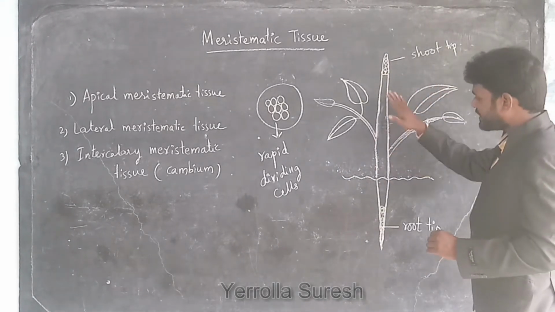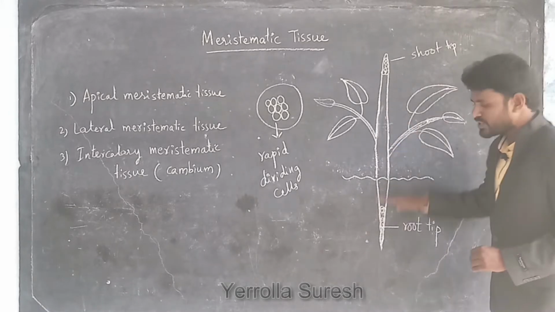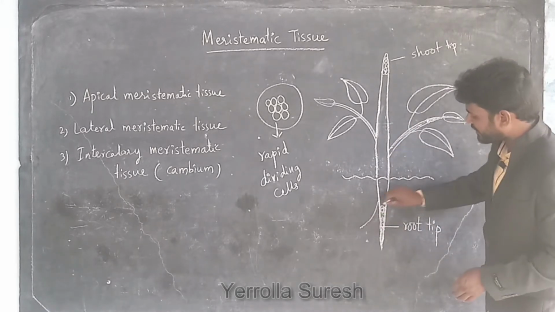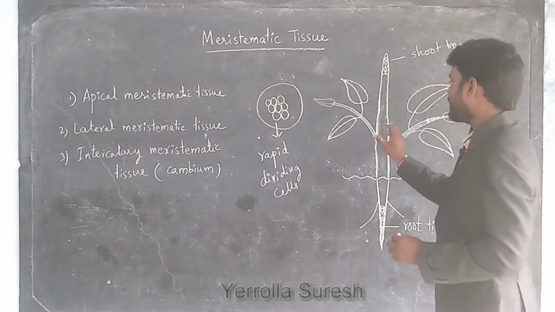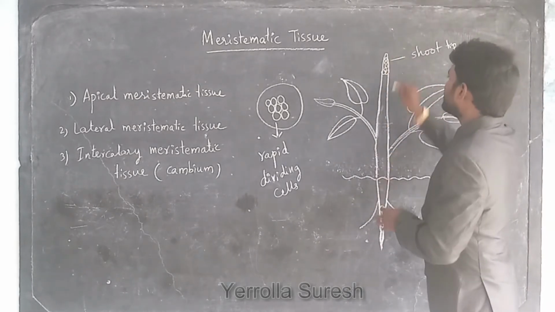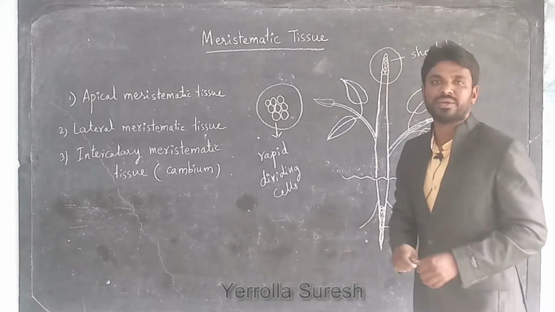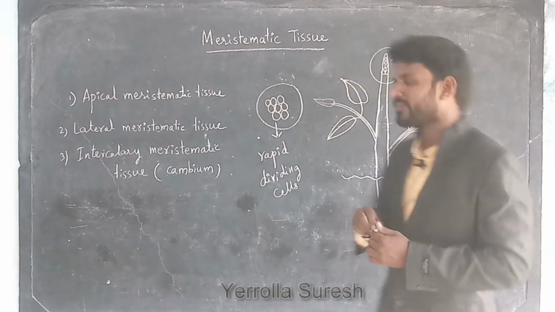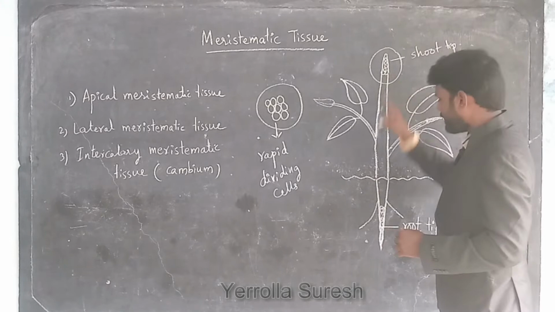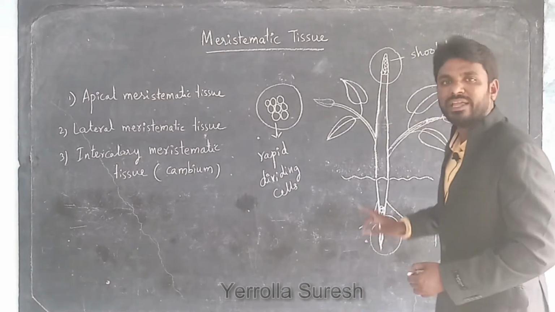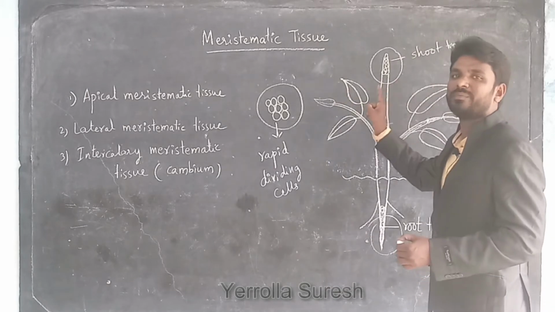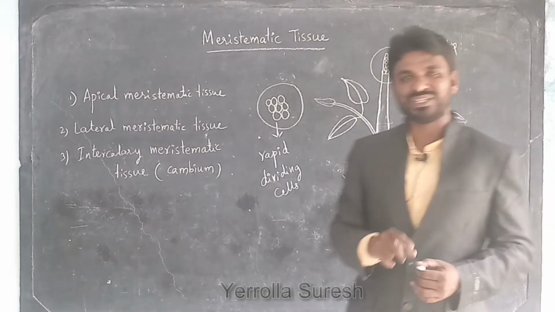Here it is the total plant body. This is the root system. The root system is present in the ground and the upper part of the plant is the shoot system. Here the top portion of the shoot or top portion of the stem is called shoot tip. This is the shoot tip. And the top portion of the root is called root tip. In root tip and also in shoot tip, apical meristematic tissue is present.